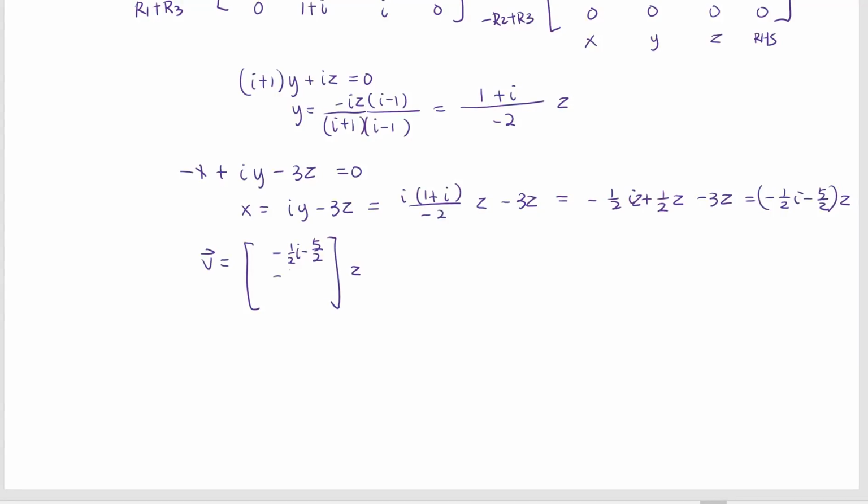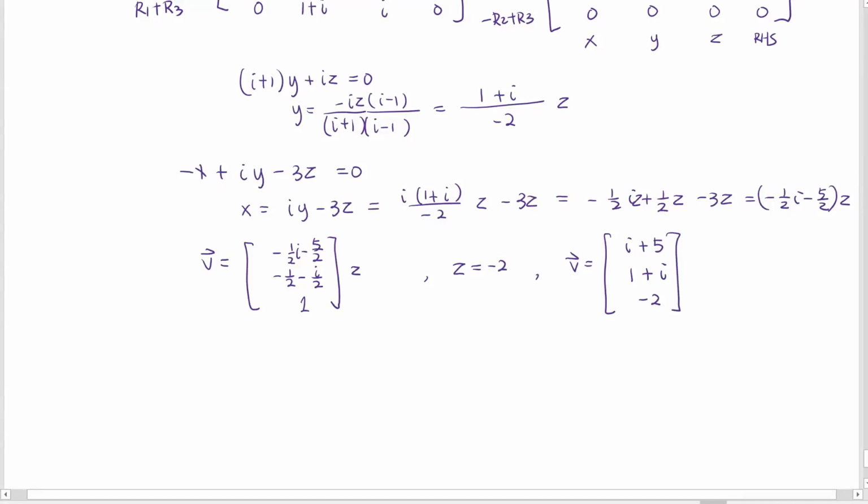The y is minus 1 half minus i over 2 z, and then this is z. Oh, sorry, because of z, it's 1, because we factor out the z. So let's pick z to be negative 2, because that will help us get rid of a lot of negatives. So then v is i plus 5, 1 plus i, and minus 2. So far so good.